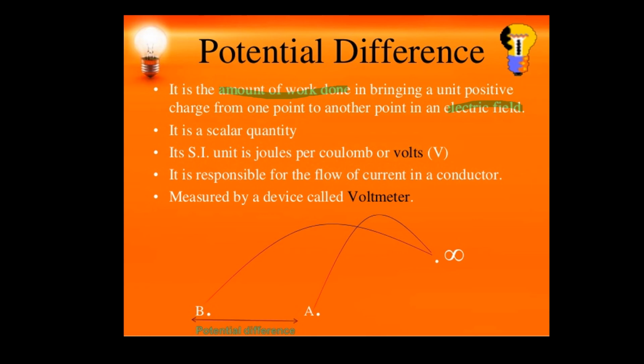So what does that mean? It means it's electric potential. It's the potential difference. That is, the SI unit is joules per coulomb. So this is responsible for the flow of current in a conductor.